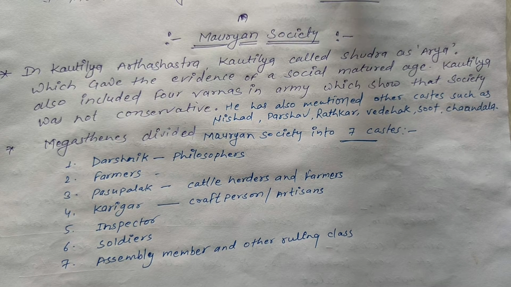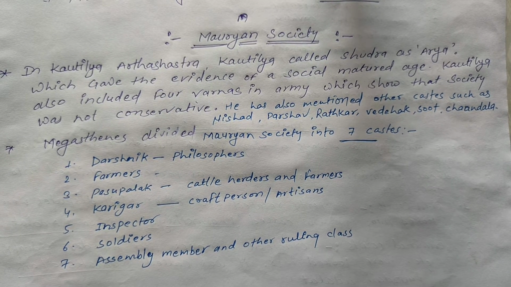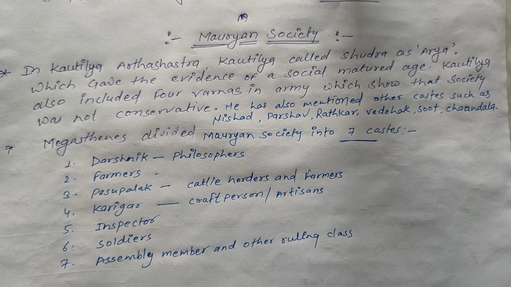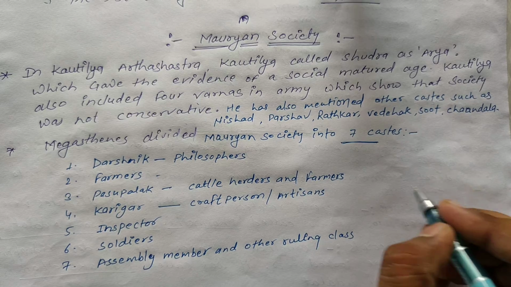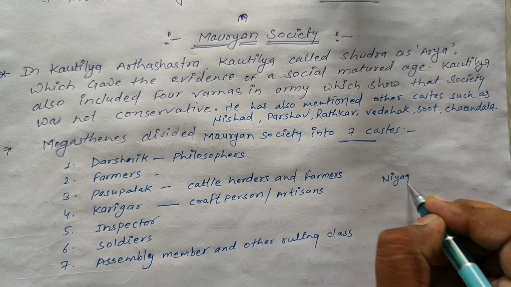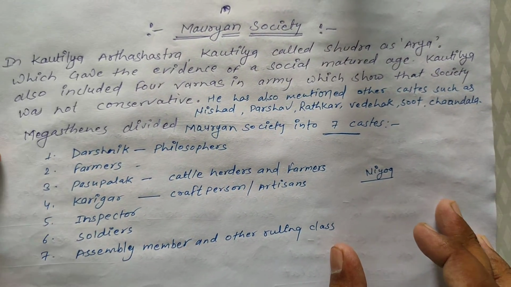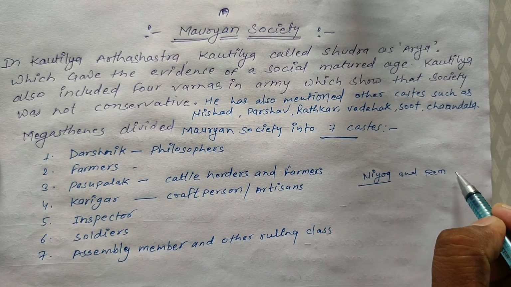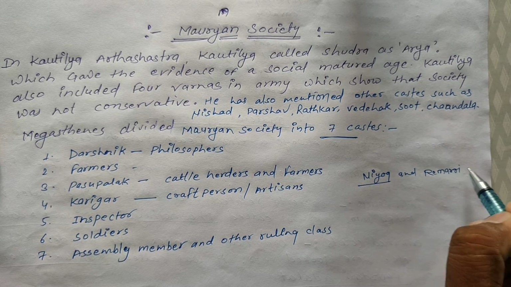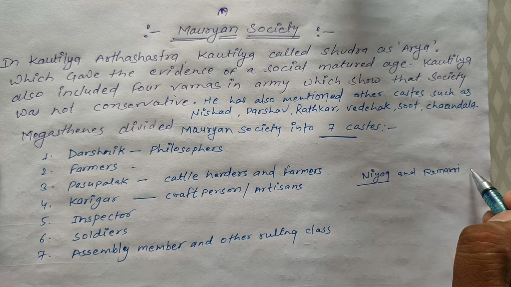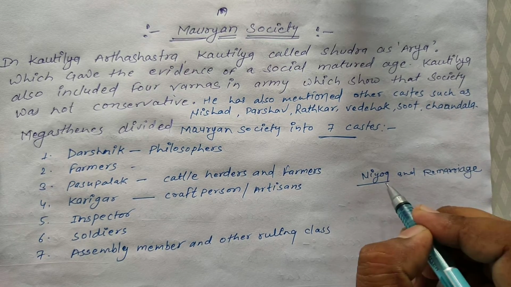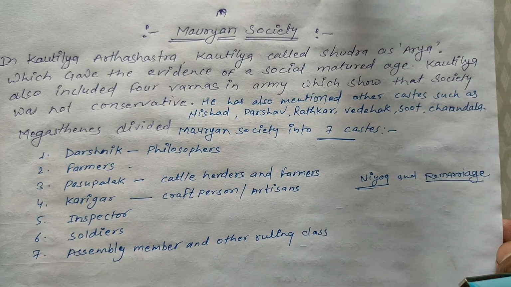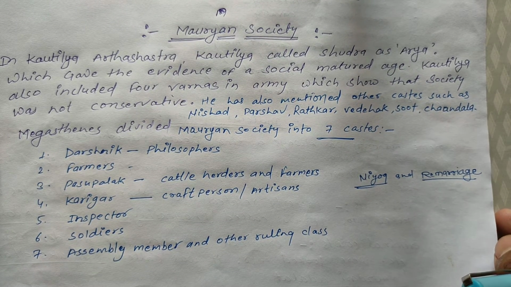Now, in the Mauryan age, the status of women was not too advanced, but women were allowed niyog and remarriage.